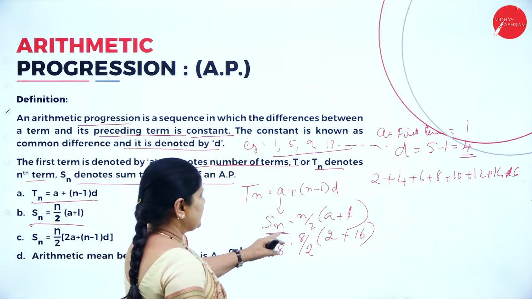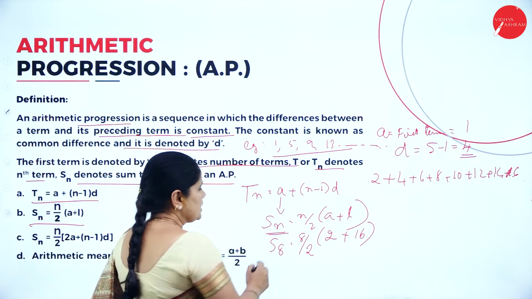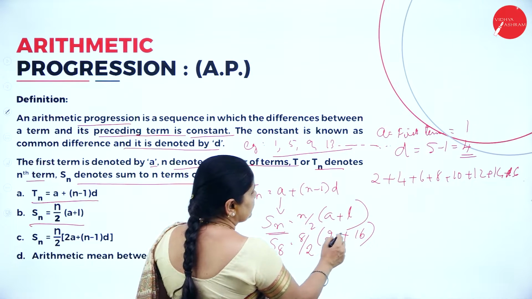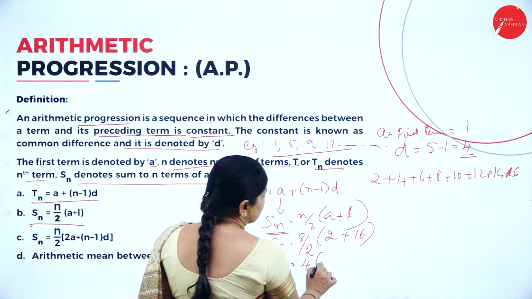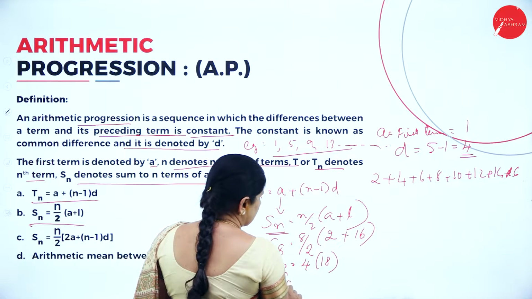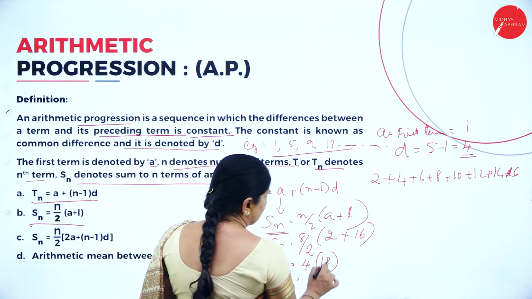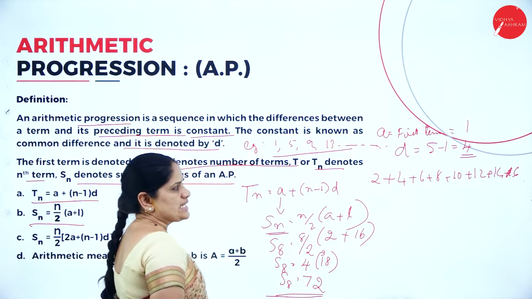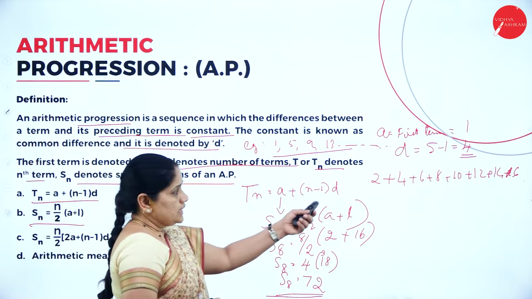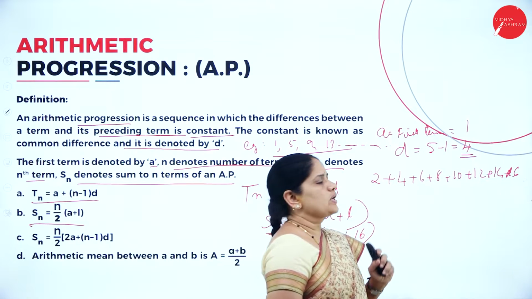Now Sn equals n by 2 into A plus L. So S8 will be 8 by 2 into 2 plus 16. So S8 will be 4 into 18. 4 8s are 32, and 4 1s are 4, so 72 is the answer to this arithmetic progression.